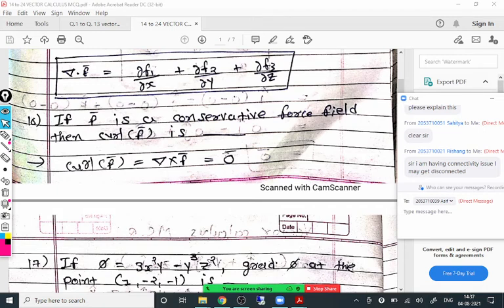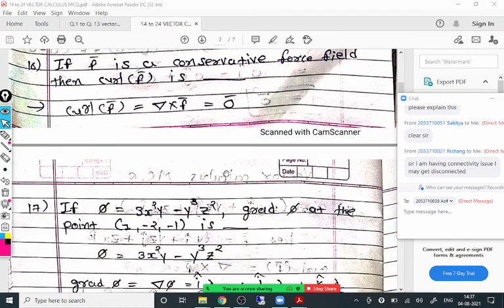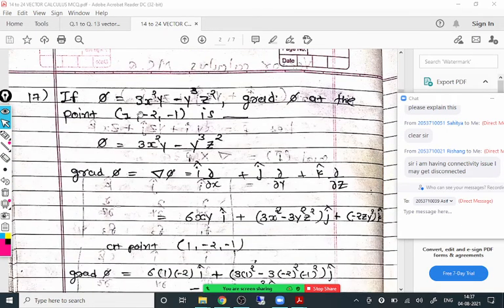If f bar is the conservative vector field, then what is the curl of f? If it is conservative, yes, del cross f bar is 0. If it is irrotational or conservative, curl is 0 there. Good. Just a property.